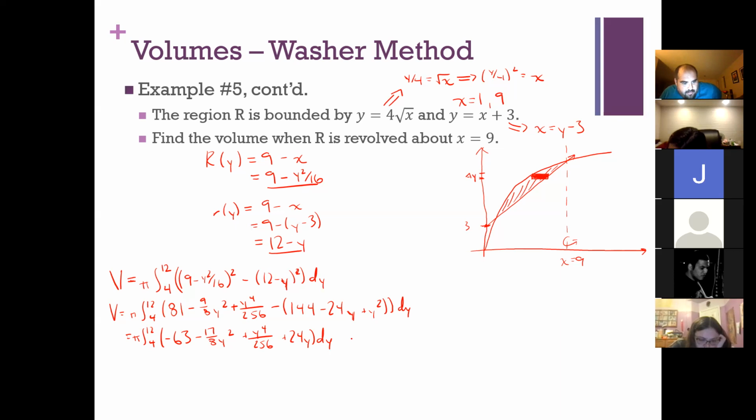Right, I'm actually going to go ahead and stop this example here. Really, the new thing that we've been doing today is setting up these integrals to find volume. Actually evaluating the integrals is something we've been doing for a while.